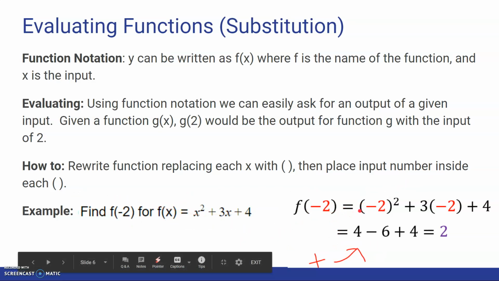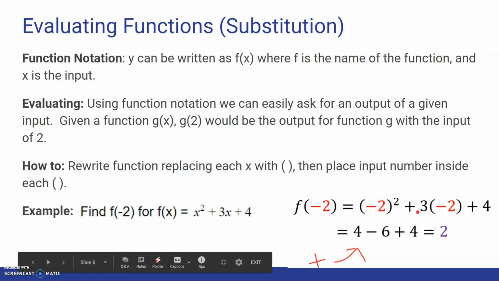I rewrote this with parentheses for the x's. Notice everything else is still the same. Squared plus 3 plus 4, all the same. Okay? And then I took the input and I plugged it in. After that, it's just order of operations. So I squared my negative 2. And remember, because of those parentheses, and since we're doing negative 2 times negative 2, it's going to make a positive 4. Okay? Any negative squared always makes a positive.